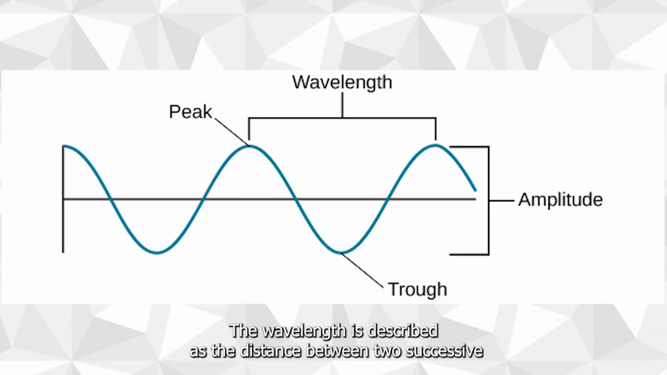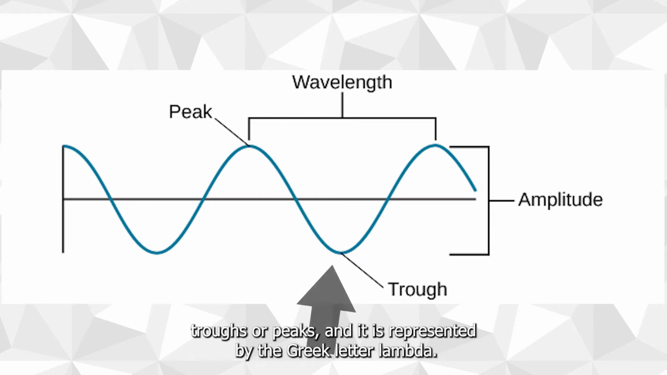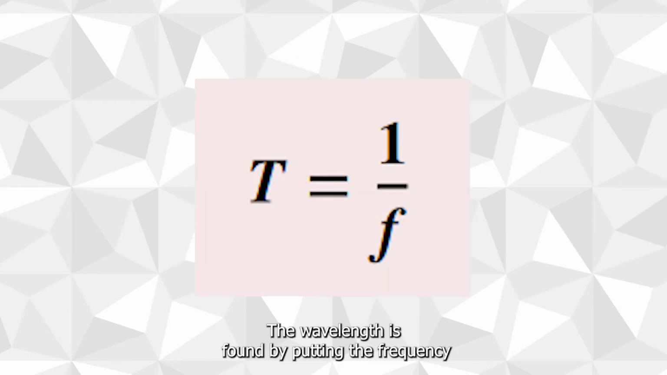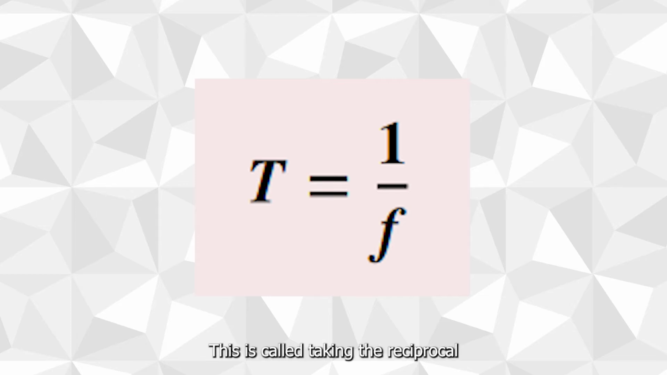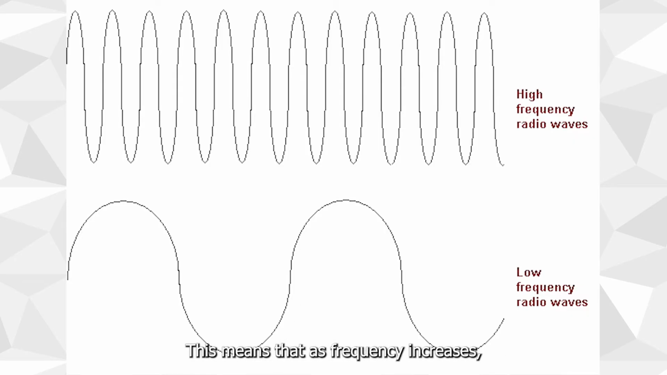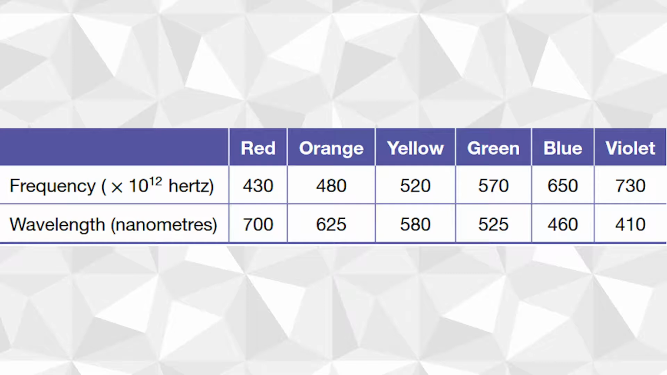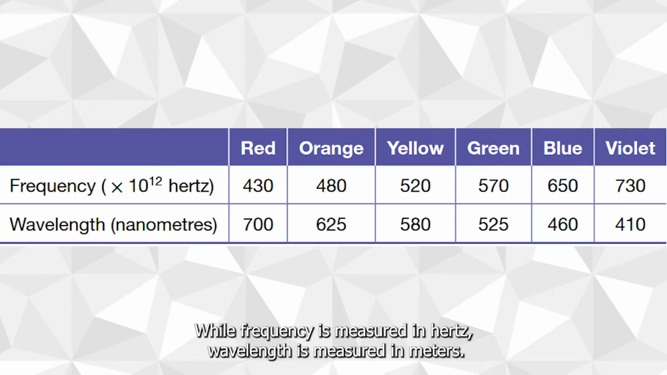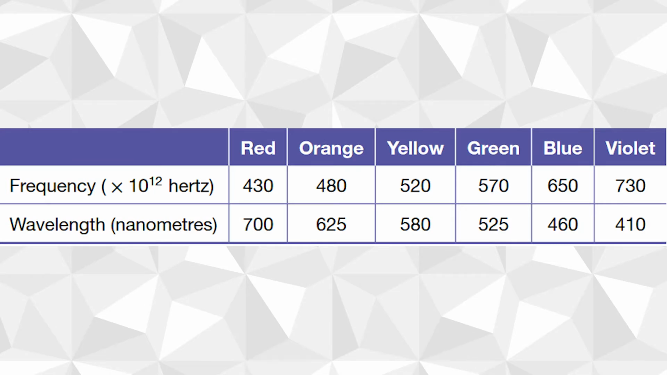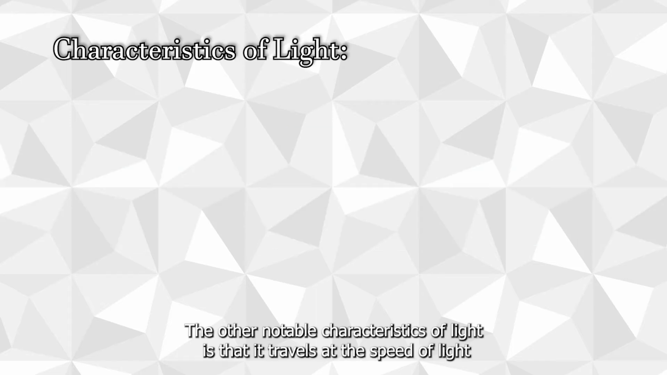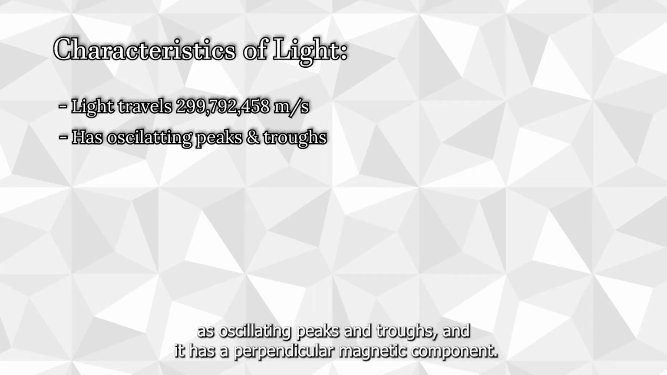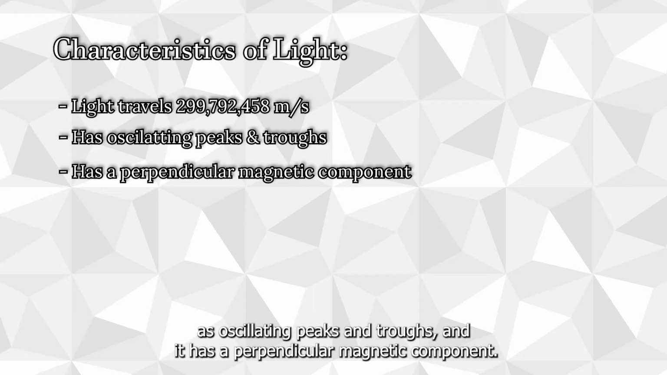The wavelength is described as the distance between two successive troughs or peaks, and it is represented by the Greek letter gamma. The wavelength is found by putting the frequency to the power of -1. This is called taking the reciprocal. This means that as frequency increases, the wavelength decreases, and vice versa. While frequency is measured in hertz, wavelength is measured in meters. The other notable characteristics of light is that it travels at the speed of light, it has oscillating peaks and troughs, and it has a perpendicular magnetic component.